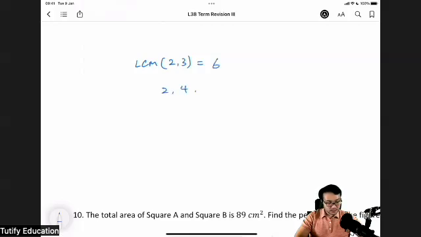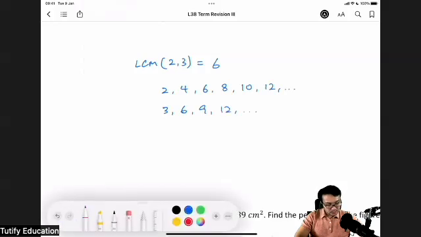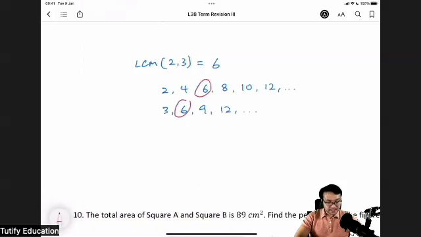Okay, so how do you find the lowest common multiple? You just write down the multiples of 2, then you write down the multiples of 3. You see which one is the lowest. And common. Common, that means the same. Lowest, that means lowest. So lowest common multiple. These are all multiples of 2 and multiples of 3. So lowest common multiple. Okay.